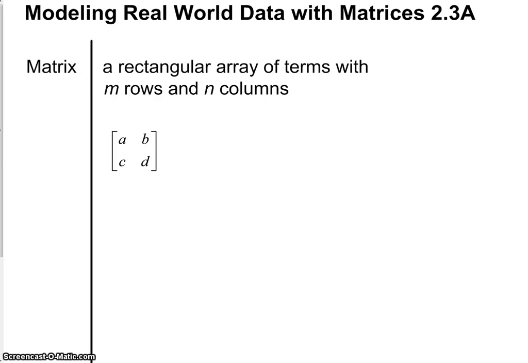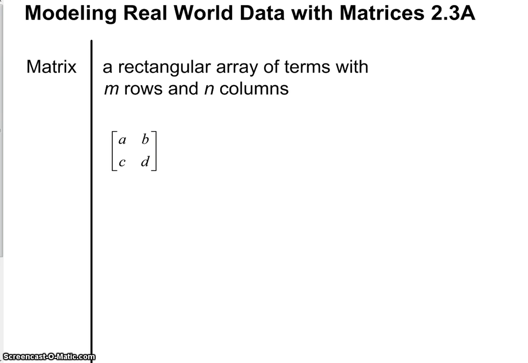All right, this recording is about matrices. It's really an introduction to what a matrix is. A matrix is a rectangular array of terms with m rows and n columns. So it's kind of a way that we show a set of numbers. And we'll get more into how we get matrices and how we find matrices. Matrices is the plural of matrix.